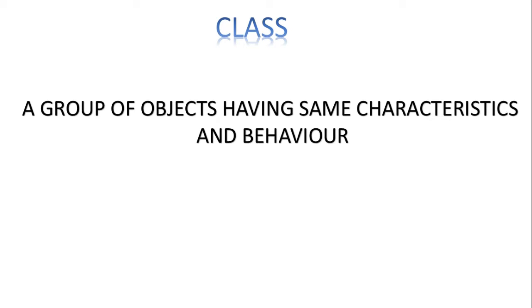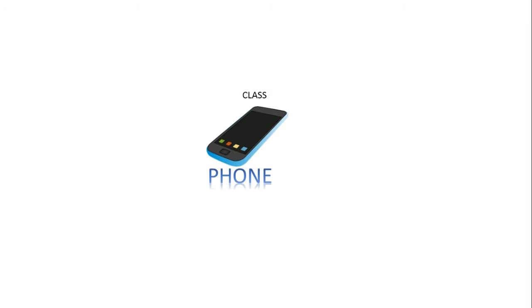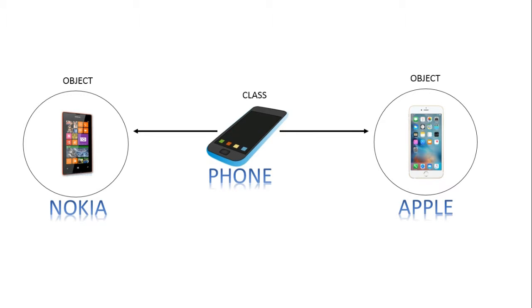So what is class? A group of objects having same characteristics and behavior is called a class. It means that there are some objects, and out of those objects, the ones that have same characteristics and behavior, if brought together, that group will be called a class. Let's consider an example of phone. The phone is a class because it may have multiple objects.